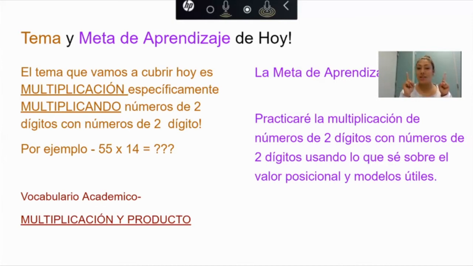Usamos nuestros dedos para hacer el símbolo de multiplicación. Háganlo conmigo. Es un X, así. Cuando digo multiplicación, muestran el X en cada sílaba. Practíquenlo conmigo. 1, 2, 3. Multiplicación. Otra vez. Multiplicación. Buen trabajo. La otra palabra fue producto.